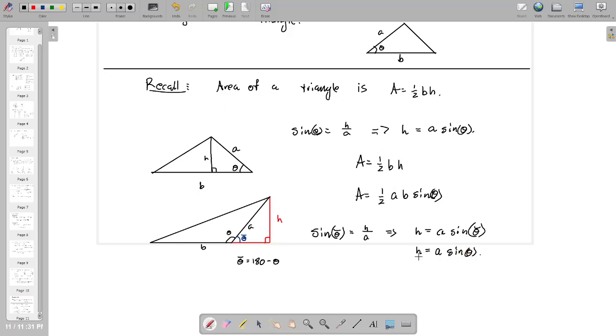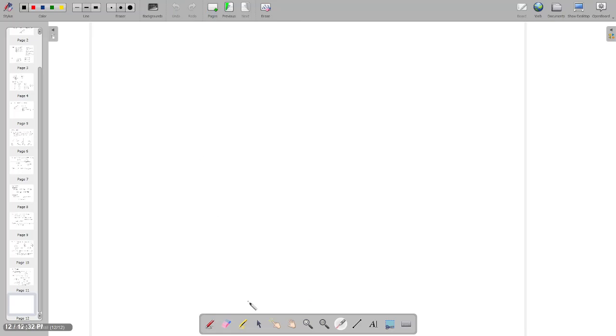So since we know the height of this triangle, we can use again this formula, 1/2 base times height, to get the area of this triangle. We'd get then A is equal to 1/2 a times b times sine theta when the angle is included. What we've shown here is that for an acute triangle and for an obtuse triangle, the area is 1/2 ab sine theta. Go ahead and formalize this.